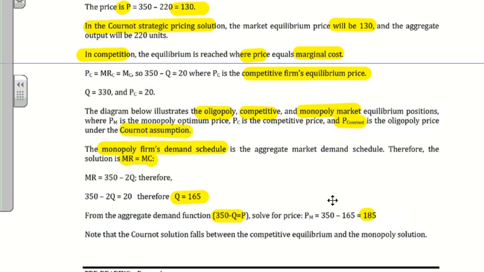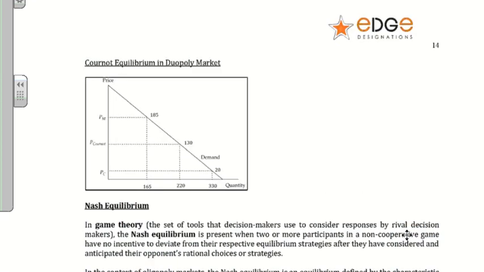At the end of the day, when we have our demand equations, we are always solving for quantity and for price. All we're trying to show you over here is where Cournot falls in terms of our pricing. If you look over here, it fits exactly in the middle between perfect competition and monopoly.